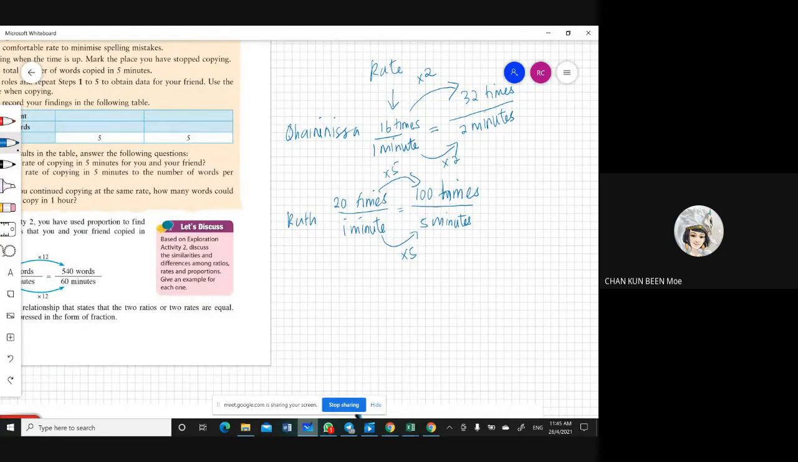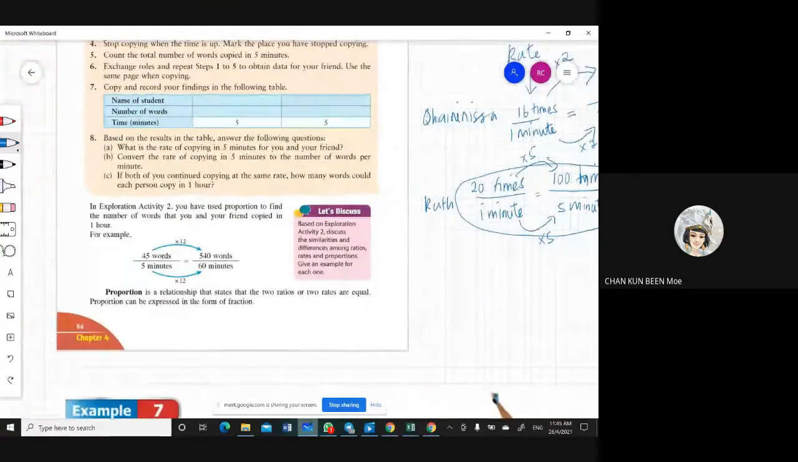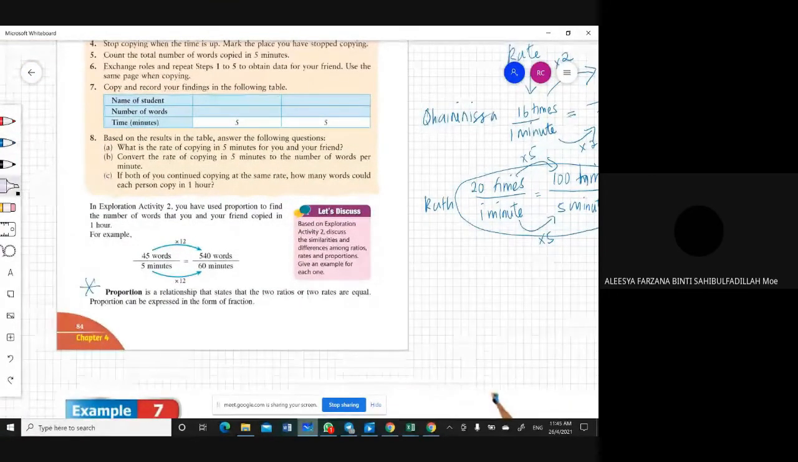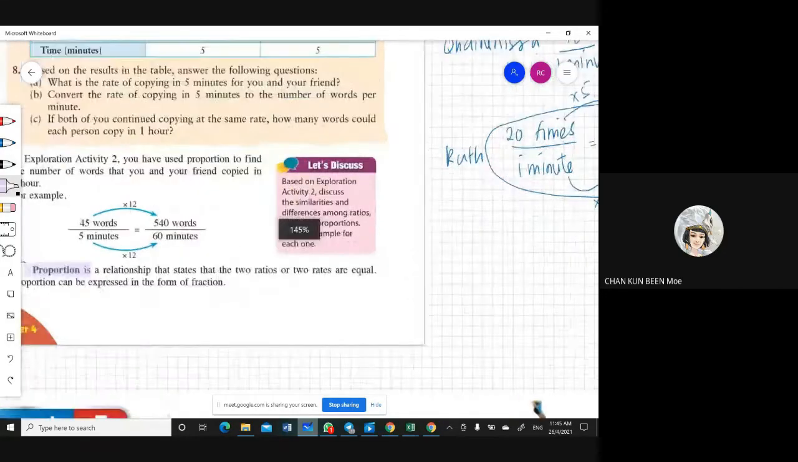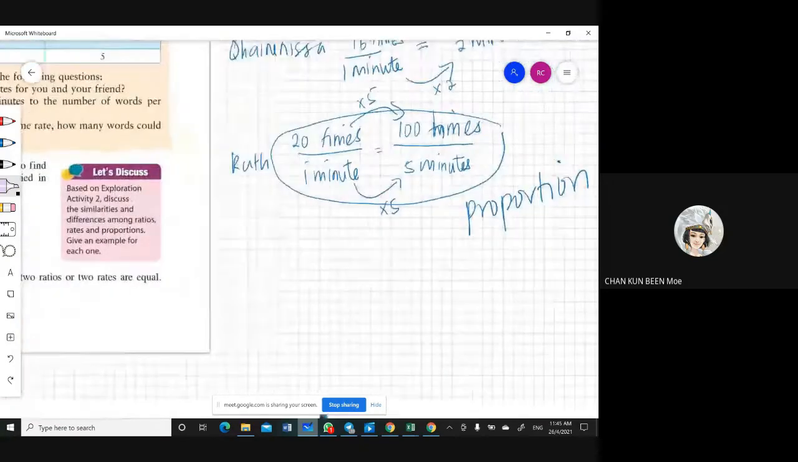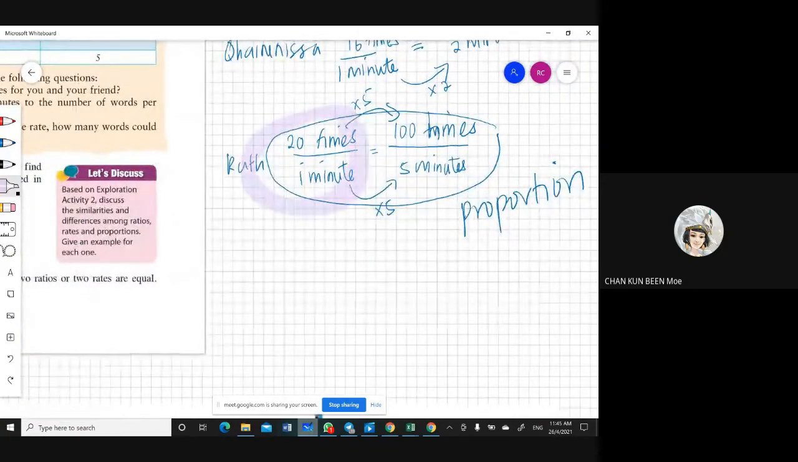So when you have two ratios with the same quantities, we call this proportion. Proportion is a relationship that states that two ratios are equal. Proportion can be expressed in the form of fraction. So when we have two ratios like this, we call it proportion, and it is always stated in the form of fraction.